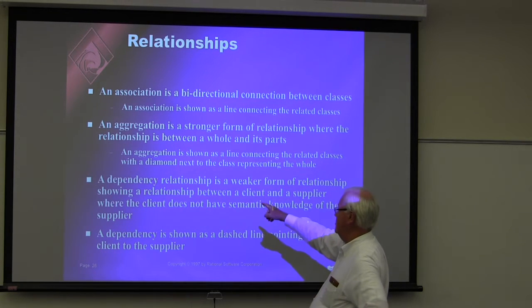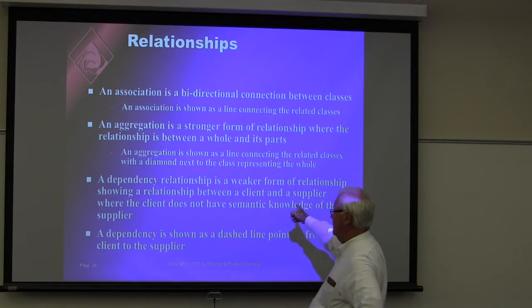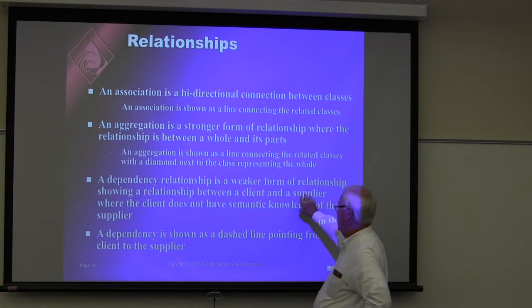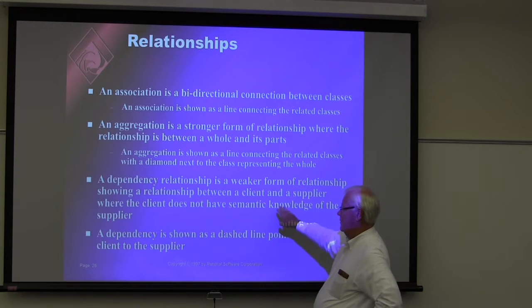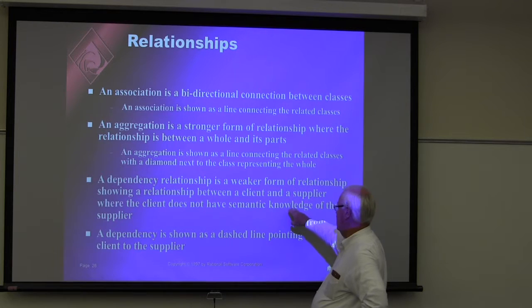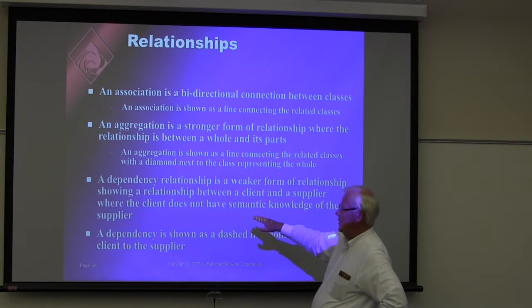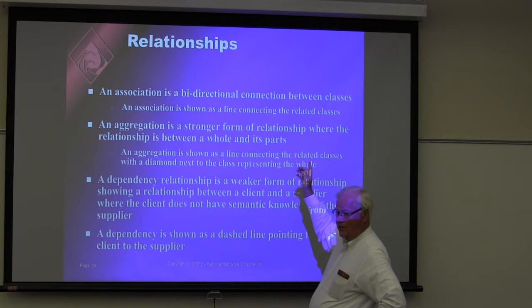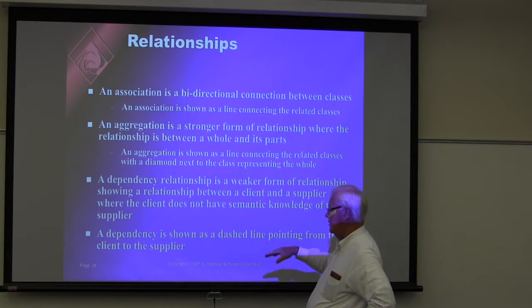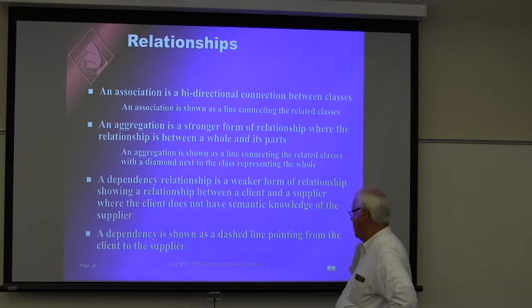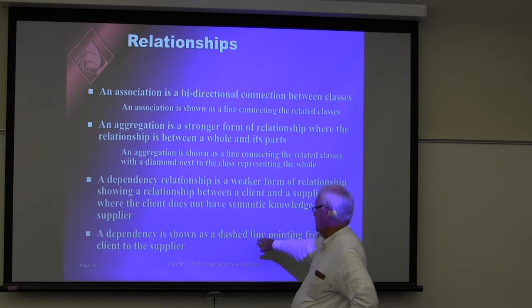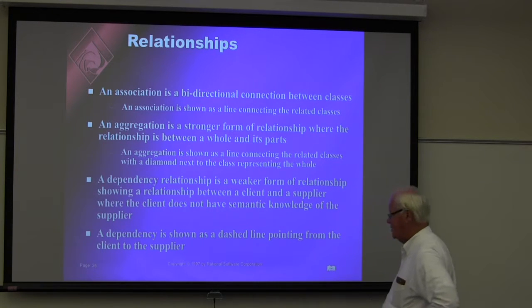So a dependency relationship is a weaker form of the relationship, showing a relationship between a client and a supplier, where the client does not have a semantic knowledge of the supplier. And that's really the algorithm that's figuring out the schedule. We'll see that in a minute. And a dependency shown as a dash line, I'm sorry, this is the one that's the algorithm. The dependency shown as a dash line pointing from the client to the supplier. So let's see how those look.